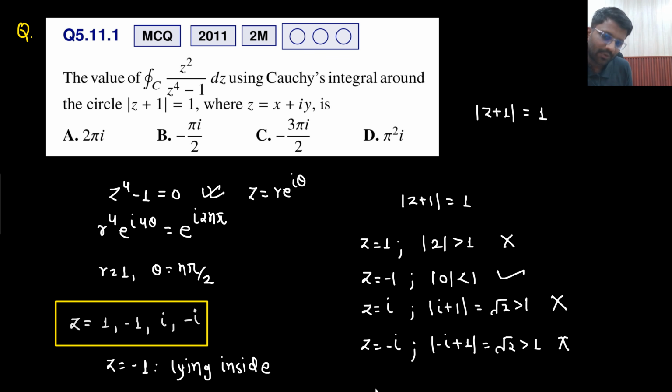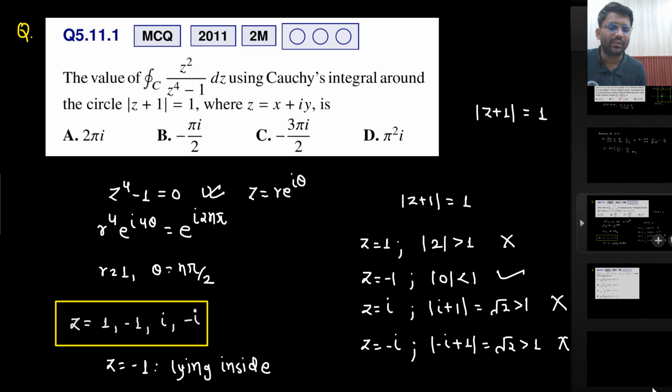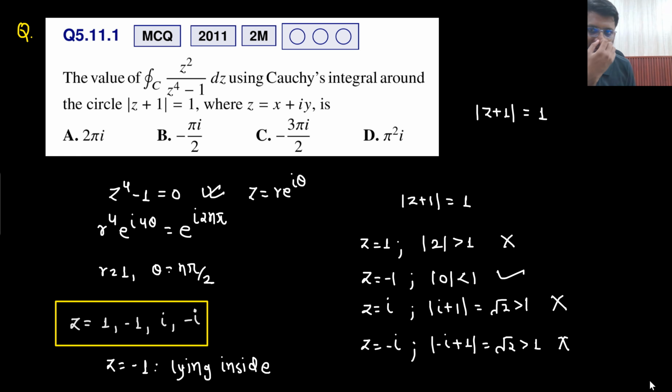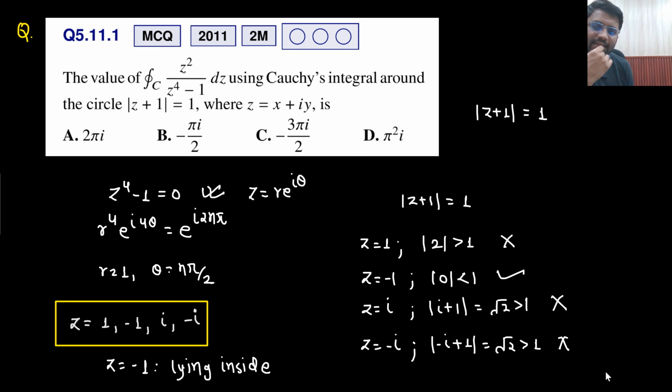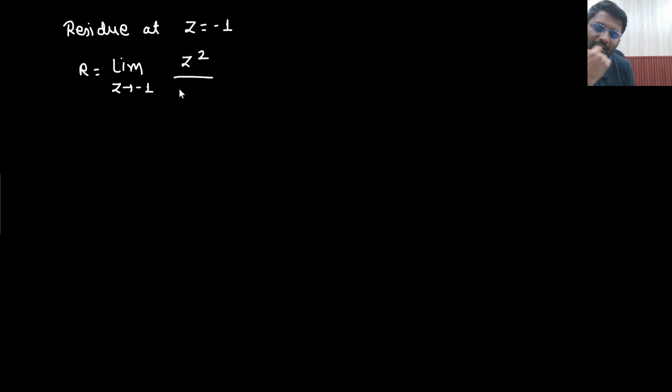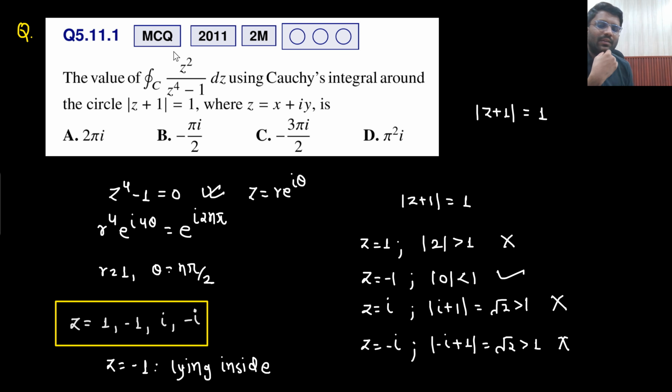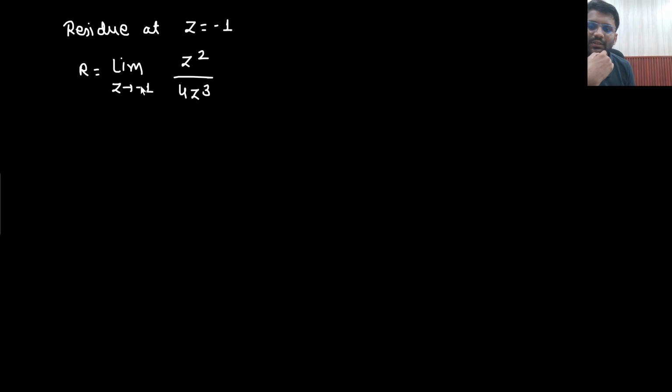So what am I supposed to do? I am supposed to find out the residue at z equals minus 1 only. So what will be your residue at z equals minus 1? Sir, it is a simple pole. So for that, residue would be limit z tending to minus 1. What I will do, sir, is keep the numerator as it is, z square, divided by the differentiation of the denominator, 4z cube. Just put z equals minus 1 here. What answer will you get? Minus 1 by 4. So your residue is coming out to be minus 1 by 4.